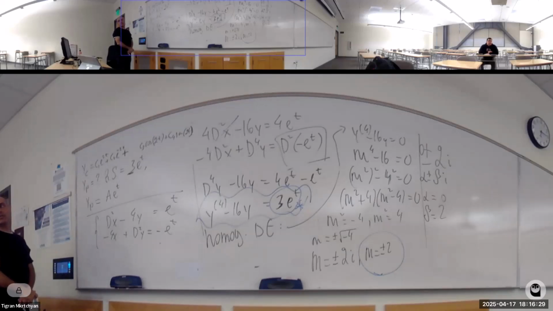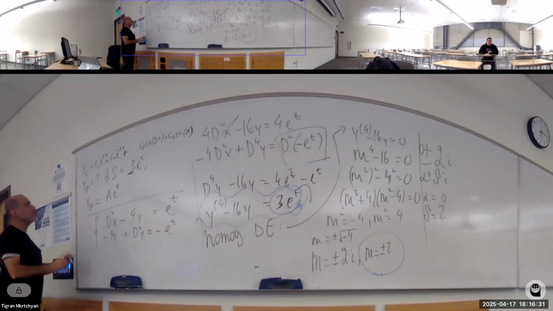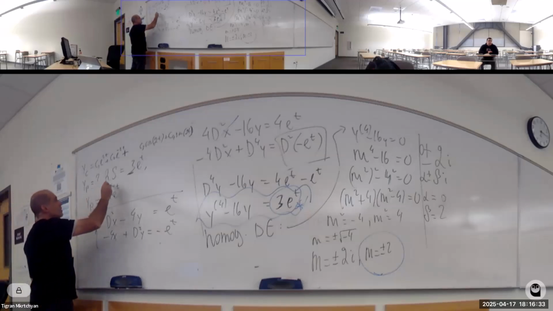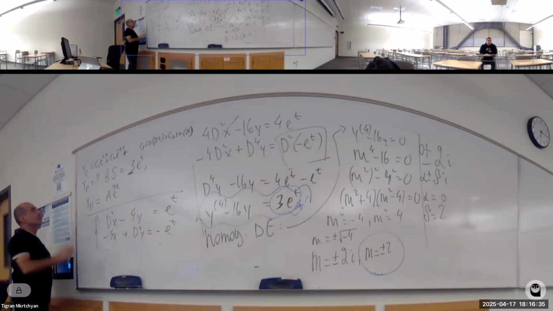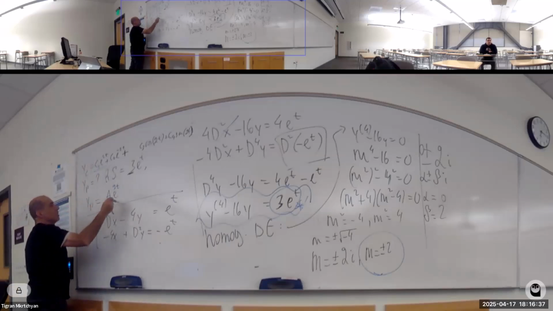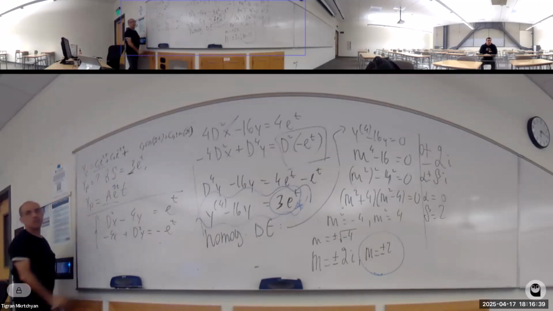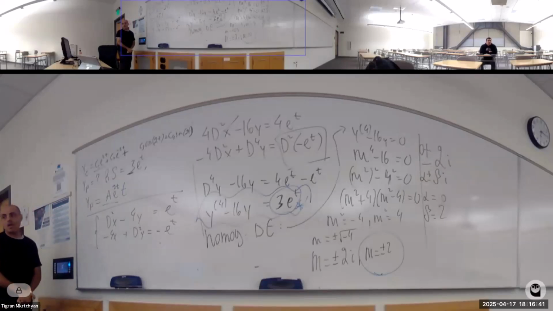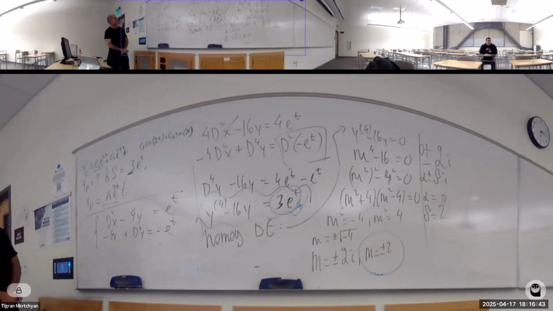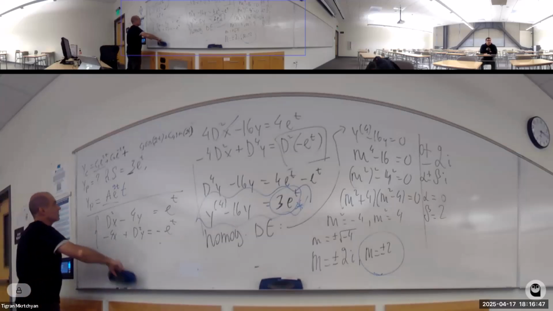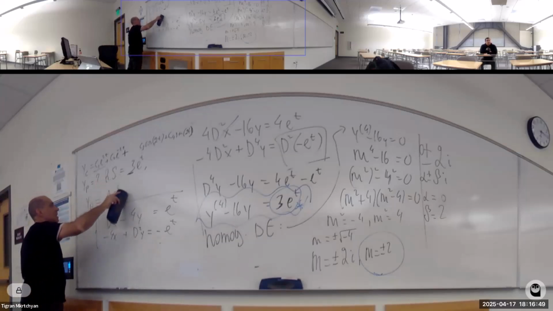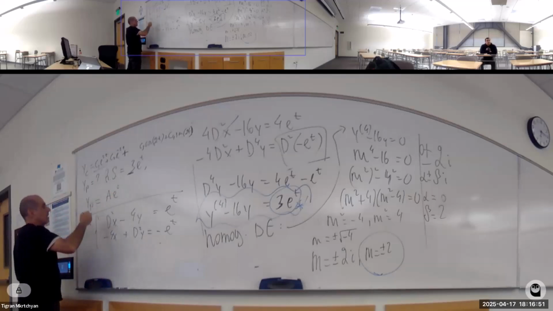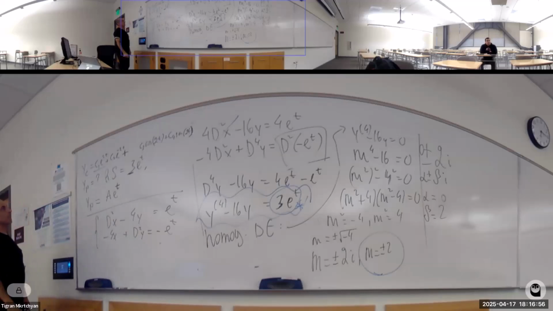Matches or no matches? No matches. What would be a match? If this were 2t, that would be a match. So we need an extra what? T. Questions? But we don't have a match because this is not a 2t, it's a t. So we keep the yp the way it is.